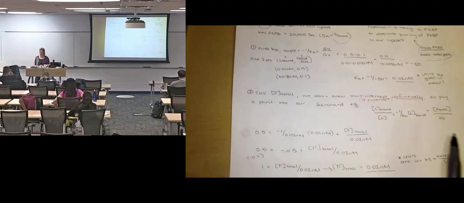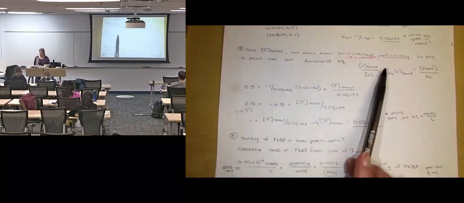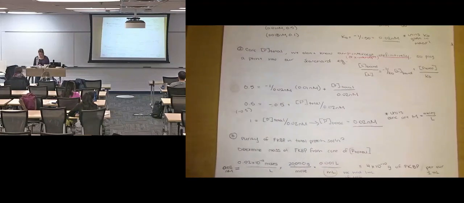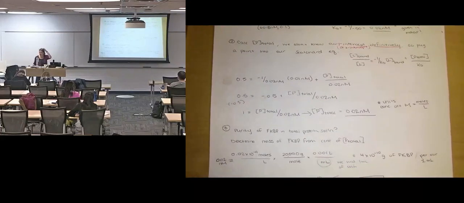So plug a point back into your Scatchard equation. Okay? So I just picked 0.01 nanomolar for L bound and 0.5 for bound over free. So 0.5 is equal to negative 1 over, here's my KD, here's my X, and I'm solving for P total. So calculate this, move it to the other side, and you should get P total is equal to 0.02 nanomolar. So it's the same, and I think this is the one where people freaked out last time. The units of concentration, molar, make sense.